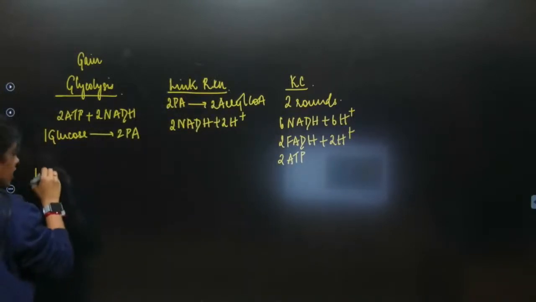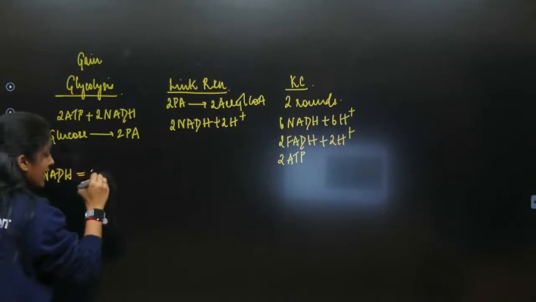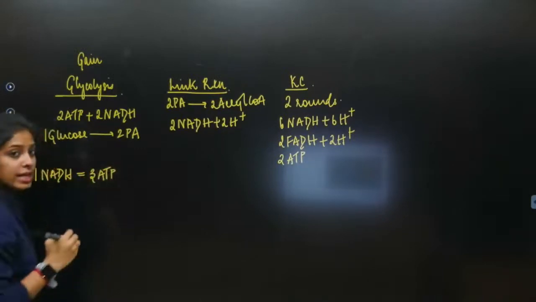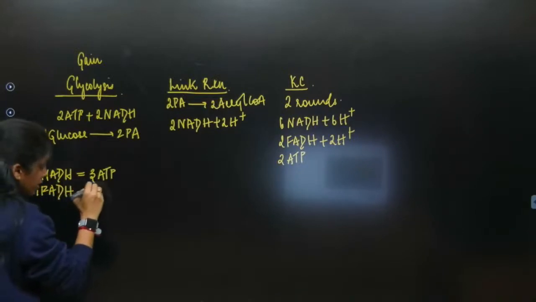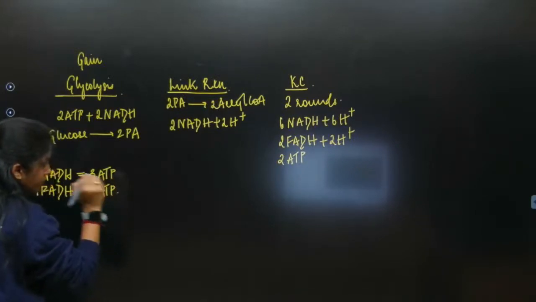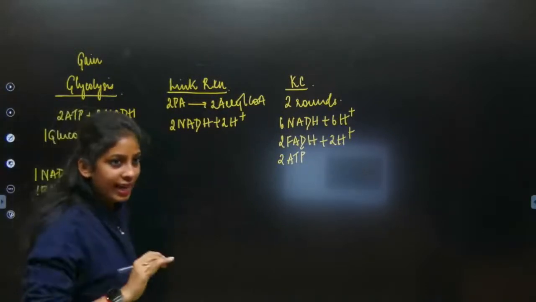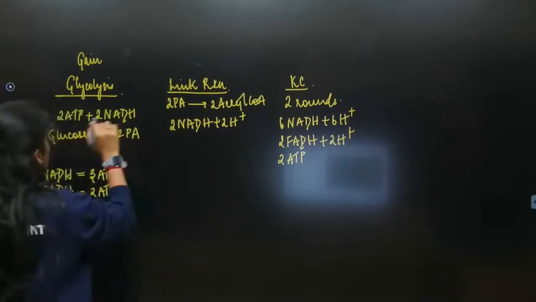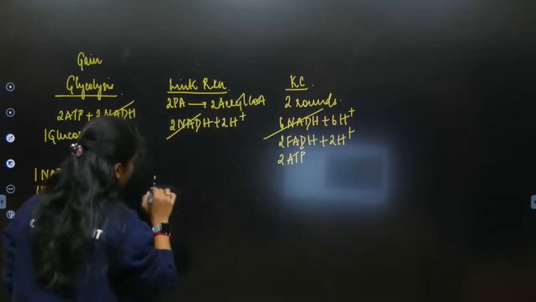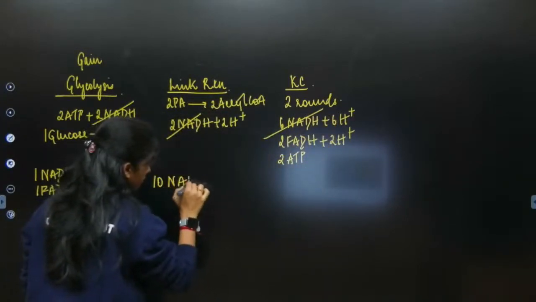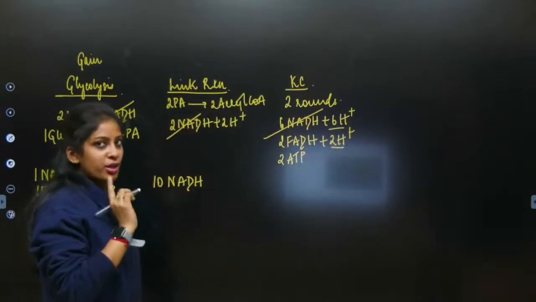Now understand, we can convert NADH also in terms of your ATP. 1 NADH is equal to 3 molecules of ATP. 1 FADH2 is equal to 2 molecules of ATP. Fine? So first of all, let's count how many NADH we have and then we'll convert them. I have 2 NADH, 2, 4, 4 plus 6, so totally we have 10 NADH. Let's leave off H+ as of now because that is not going to give us energy.